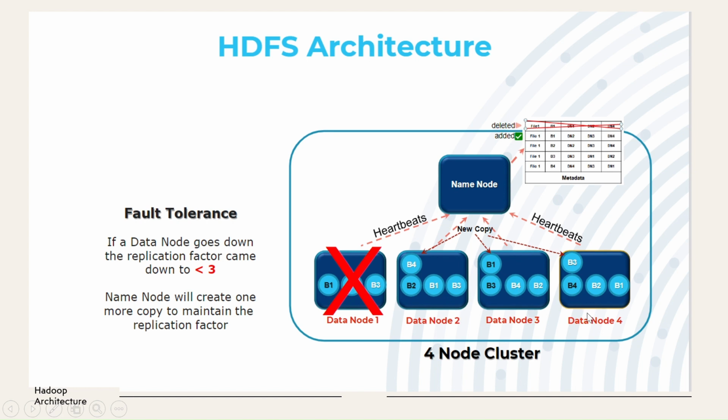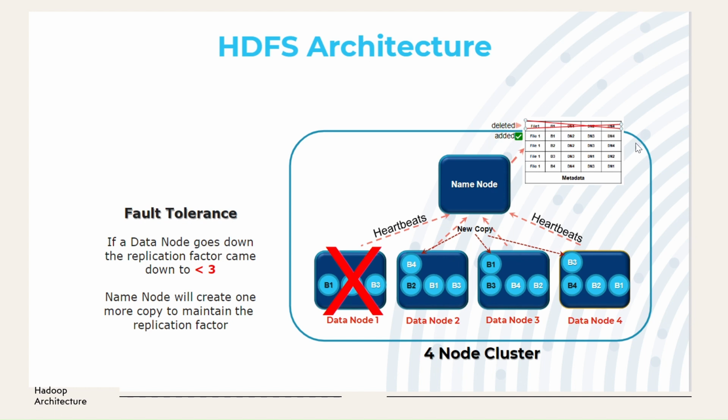Then what will happen? In this case the replication factor goes down. Then the name node will create another copy of the data blocks, and it will distribute them to the remaining data nodes so that it can maintain the replication factor.